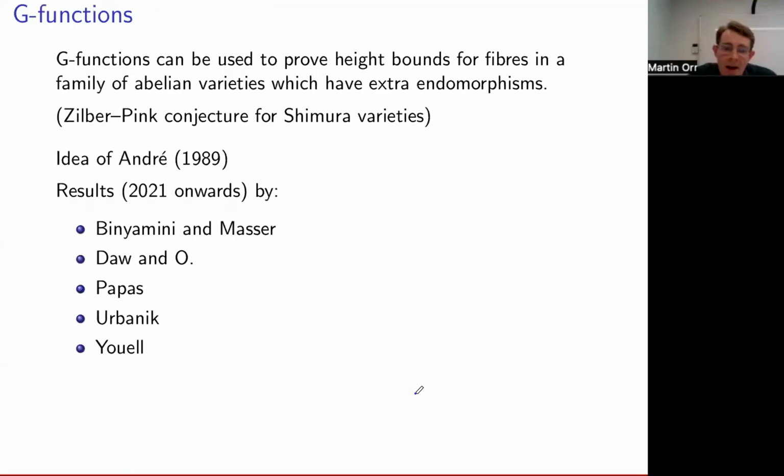Okay, so maybe I should explain why trying to use G-functions is an interesting thing to do here.